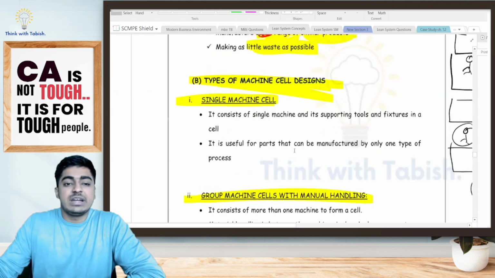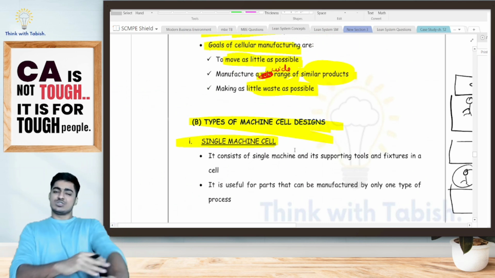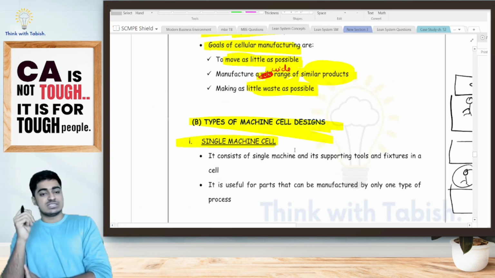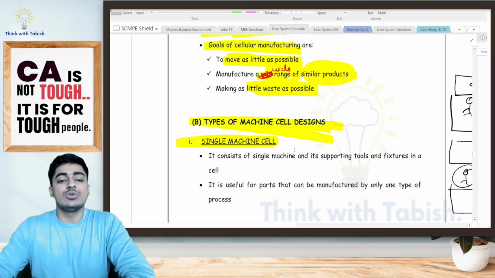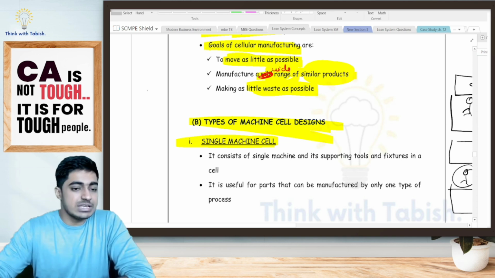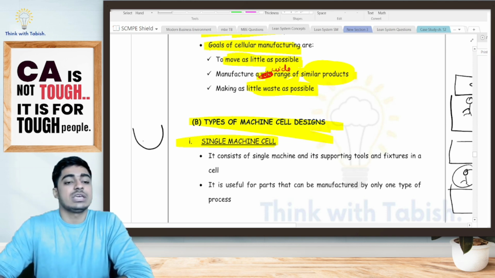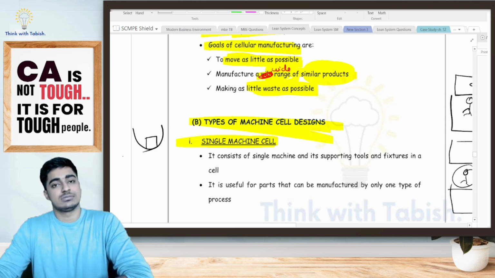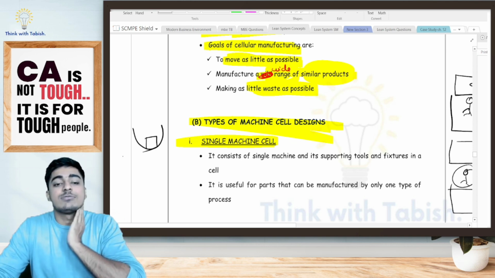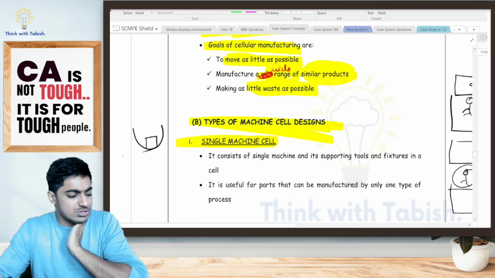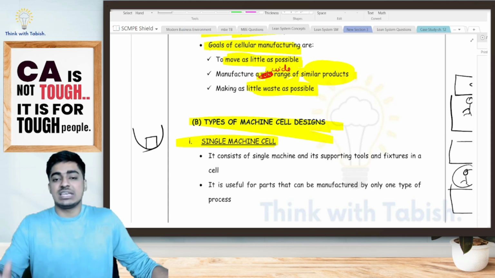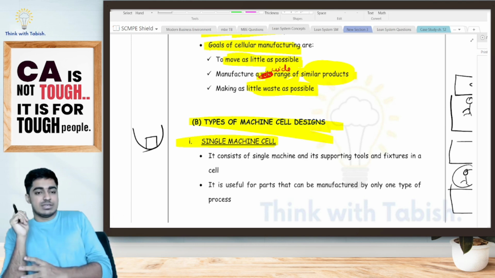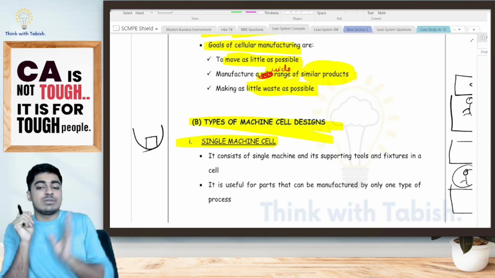Now, different types of machine cell designs. What are the different types of cell designs? First, it could be a single machine cell. That means there will be a cell in which we have only one machine. Only one machine will form a part of the cell. When will a single machine cell design be used, students? Think and tell me. In a cell, we have only one machine.